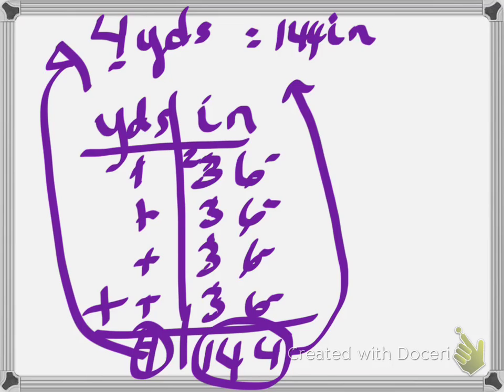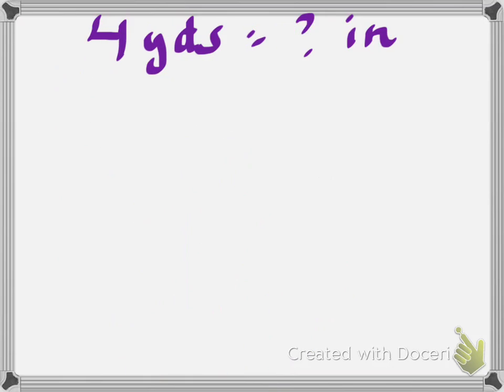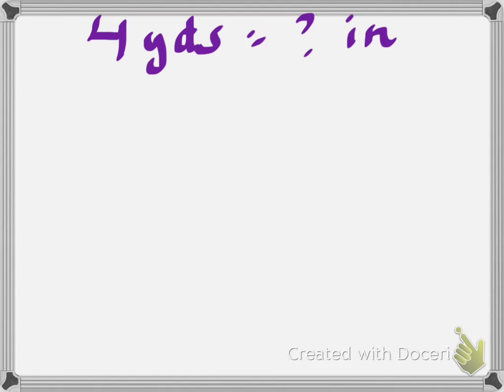Another way to do this, if you forget that 1 yard equals 36 inches: we have 4 yards equal however many inches. What you can do is do what you know first. If you don't know that 1 yard is 36 inches, you can say, well, I'm going to do yards and I'm going to do feet.